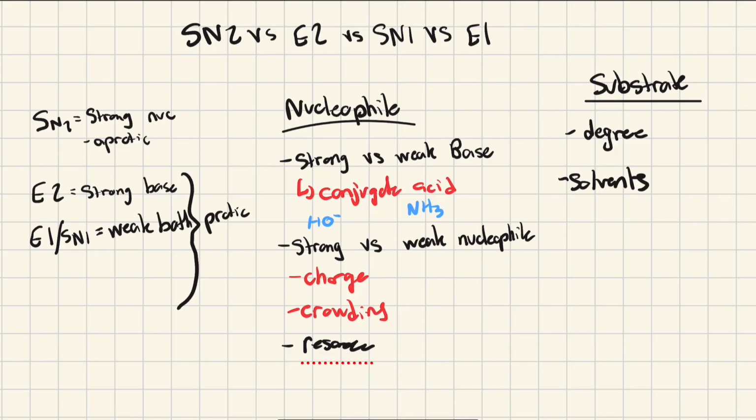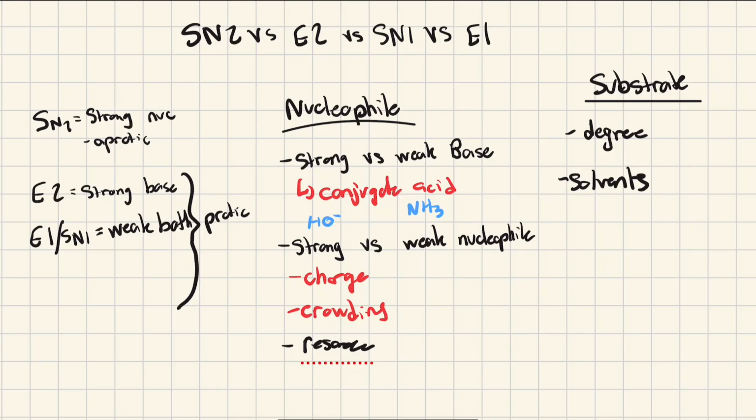Looking at the substrate, if we identify it as a strong nucleophile, we would most likely predict SN2 reactions. If we have a weak base and a weak nucleophile, almost always we're going to see E1 and SN1 at about 50-50. E1 and SN1, we're almost always going to see them with each other.